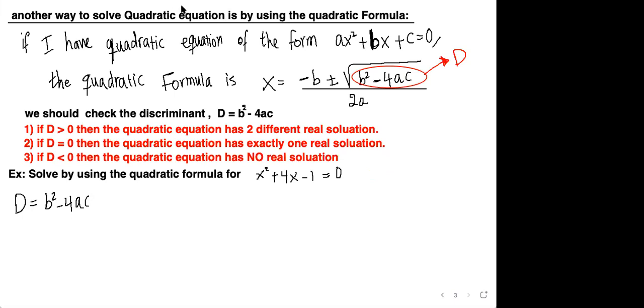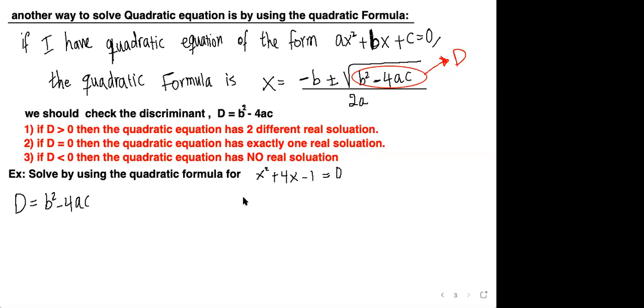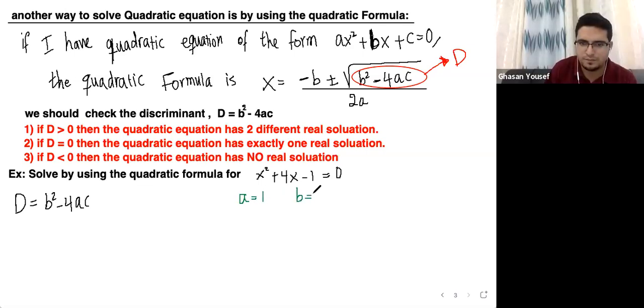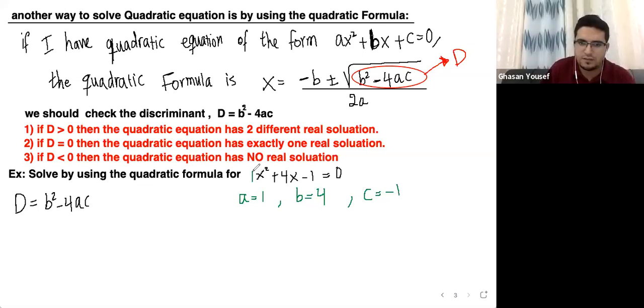1. What's a? It's 1. This is 1. What is b? This is my 4. b is 4. And what is c? Negative 1. So this is my a, it's 1, but it's hidden. And this is my b, number 4. And this is my c, negative 1.